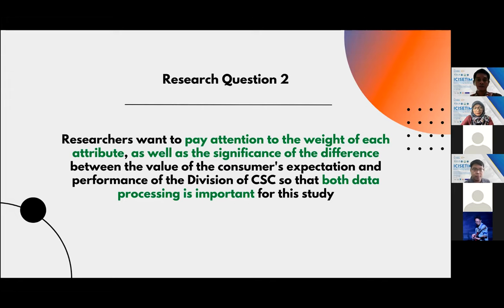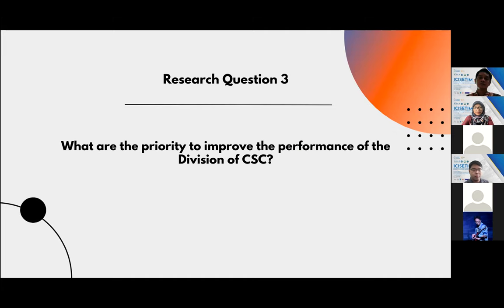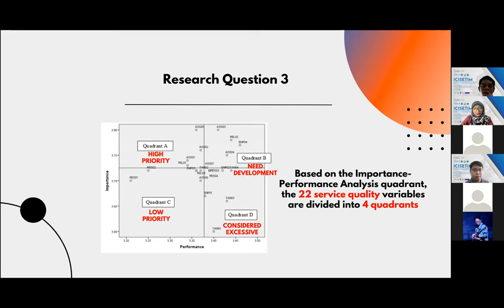What is the priority to improve the performance of DVC, creativity, and student consulting? I use the importance performance index quadrant, where the 22 service quality variables are divided into four quadrants. Quadrant A means high priority, quadrant B means needs development, quadrant C means low priority, and quadrant D means consider reducing expense.